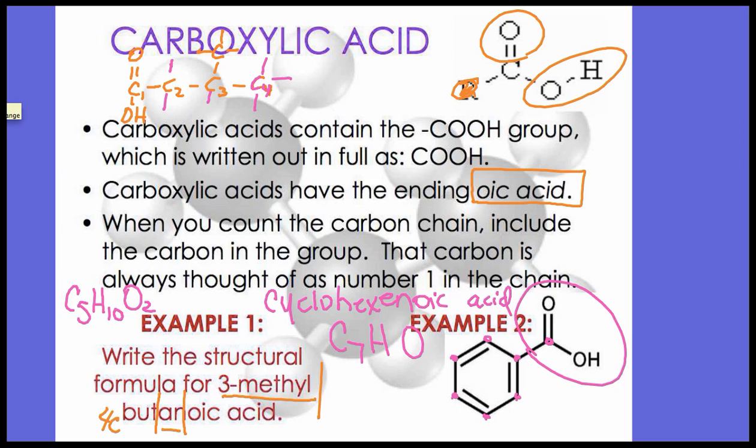Ready? This carbon has how many bonds? 1, 2, 3, 4. He's happy. This carbon has 1, 2, 3, 4. He's happy. This carbon has 1, 2, 3, so I need 1 hydrogen there. This one has 1, 2, 3, so I need 1 more here. That guy's going to need 1, and that one needs 1. So we have C7H6O2.